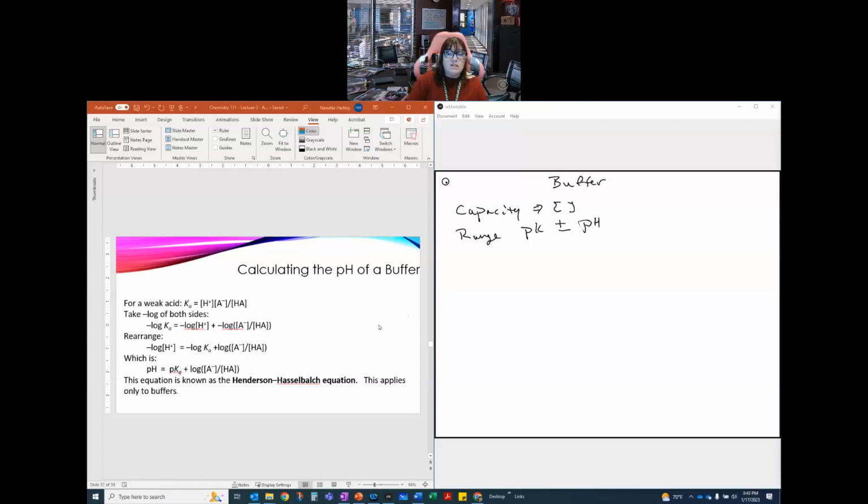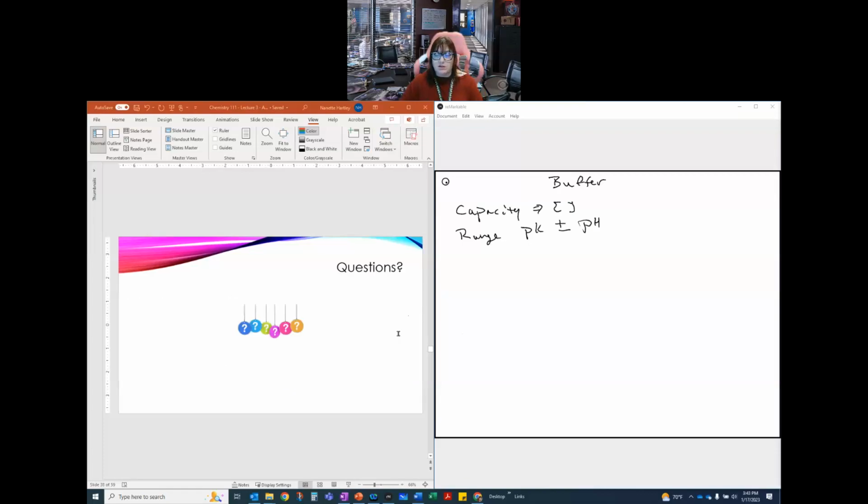All right. This applies only to buffers. So if it's not a buffer, I cannot use this to calculate pH. Okay? I have to go about it in other ways. Questions about what the Henderson-Hasselbalch equation is? That derivation can be found in your textbook. If you're interested in seeing how it's derived, I'll walk through most of the steps. If you want to see how it's done, you can get that there.